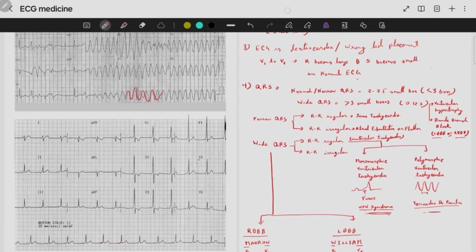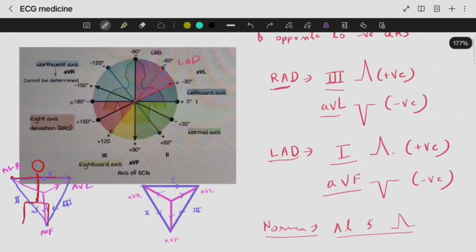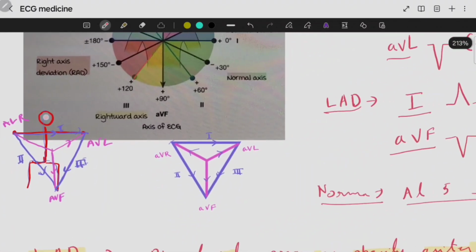After that, you have to see the axis. Let's see this image. You have to remember this image. Let's simplify this image. This is the head. This is the right hand. This is the left hand and this is the feet. We all know there are three bipolar leads, Lead 1, 2 and 3.